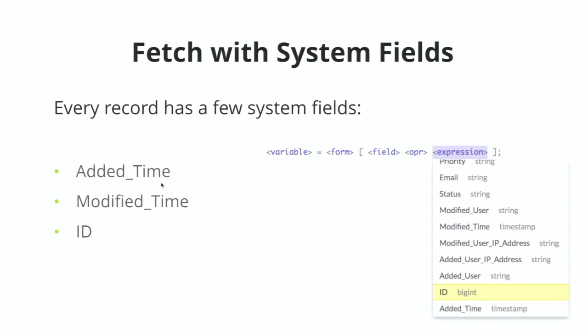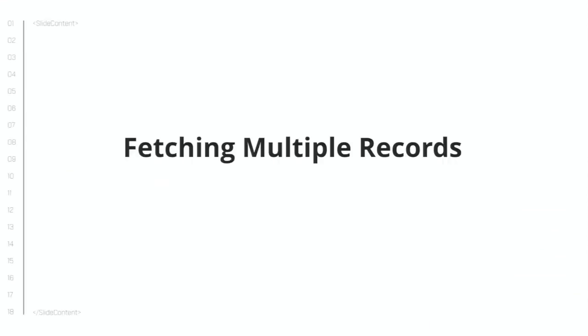So for instance, the added time is a field which goes on every single Creator record, every single Creator form, automatically, and that's just saving the time that that record was first added to your database. Or modified time. That's also a system field, and it's recording what was the last time that this record got updated. And similar, the ID field. If you want to access the ID of a record, you just type ID. So that's useful to know moving forward.